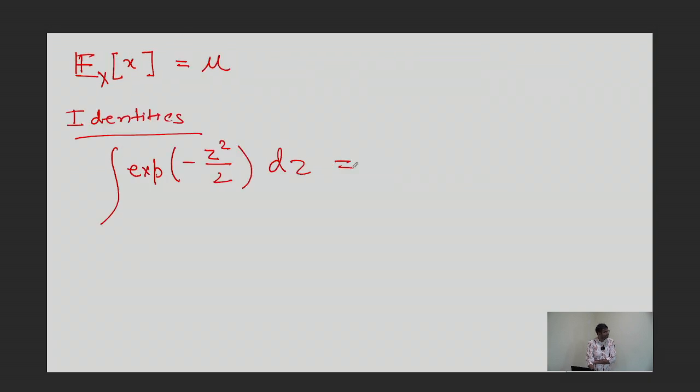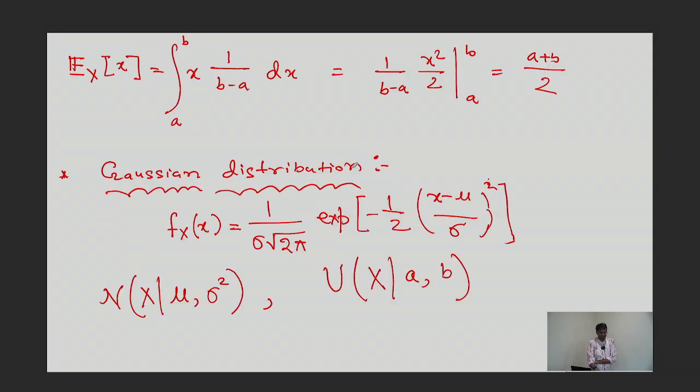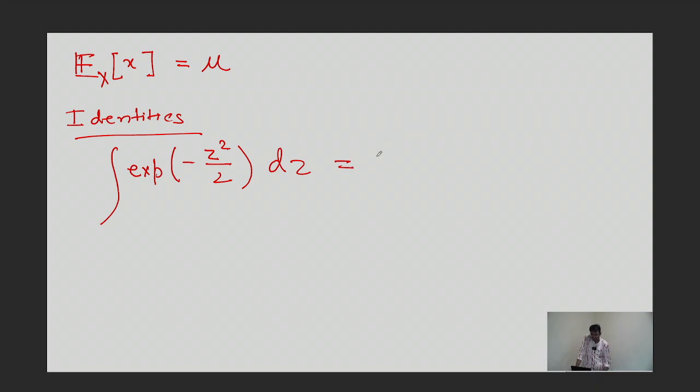And mu is 0. And you know Gaussian distribution or any distribution for that matter should be normalized. So if this has to be normalized, then this should be equal to, because then if you put it below, you will get a Gaussian distribution with mean 0 and standard deviation 1, which is known as the standard Gaussian distribution, standard normal distribution. So this is one identity.